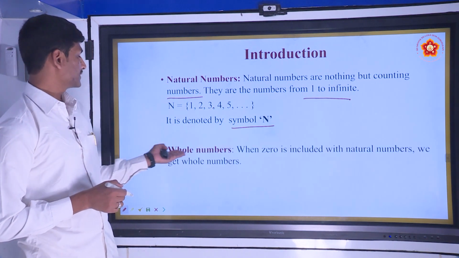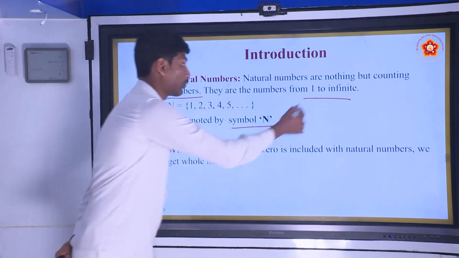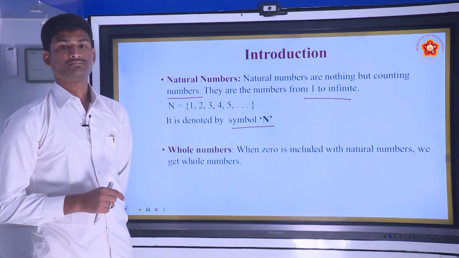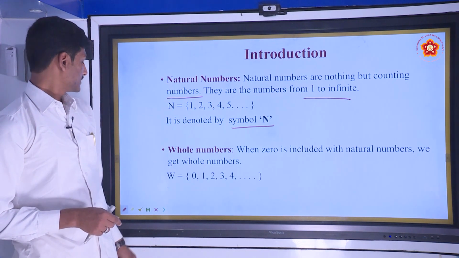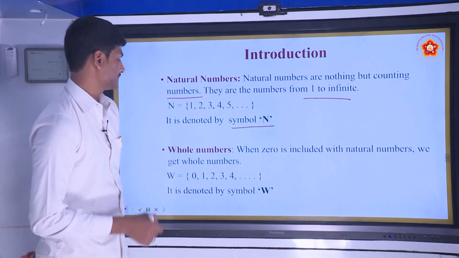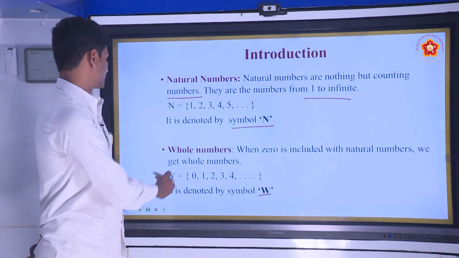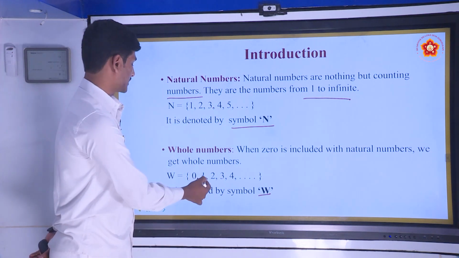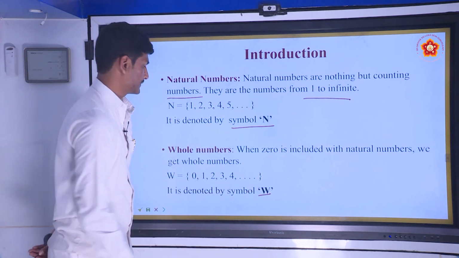Then the whole numbers. Here natural numbers start from 1 to infinity. When 0 is included with natural numbers, we get the whole numbers. The whole numbers are represented by the capital letter W. It is written as W is equal to 0, 1, 2, 3, 4 up to infinity.